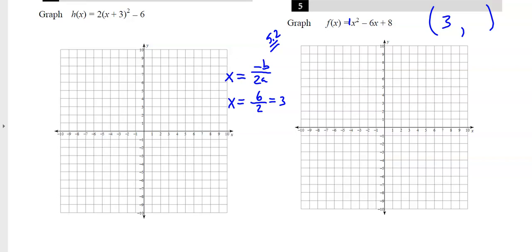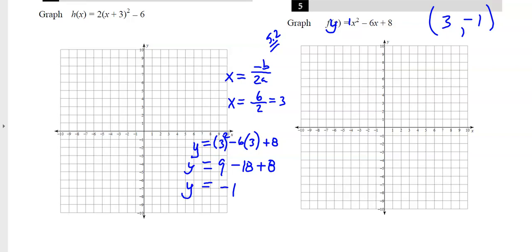And now to get y, remember this f of x is really the same thing as y. Now I need to plug 3 in for x and solve for y. So y is just 3 squared minus 6 times 3 plus 8. I probably should put that in parentheses just to be safe. 3 squared is 9, subtract 18, add 8. And that's going to be negative 9 plus 8. It's going to be negative 1. So y equals negative 1.